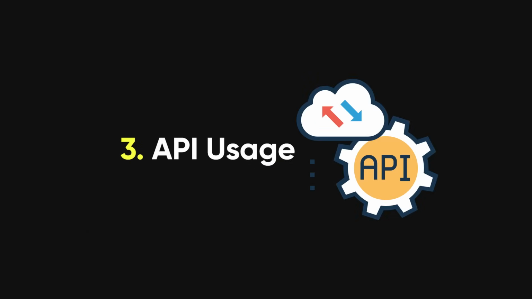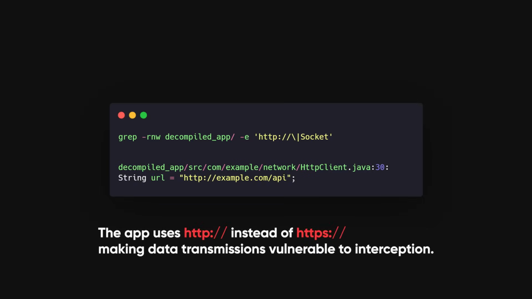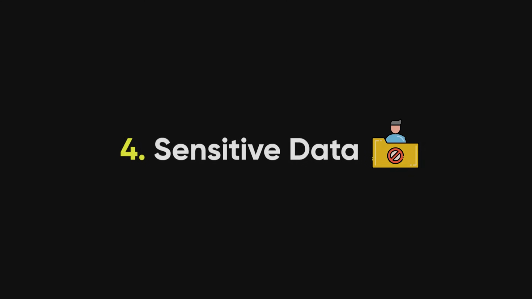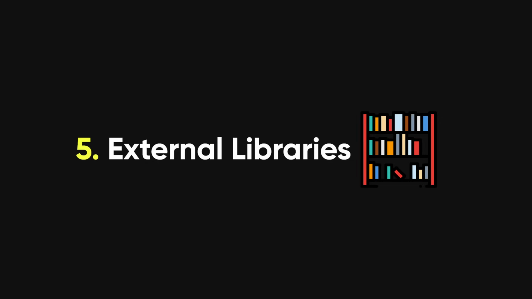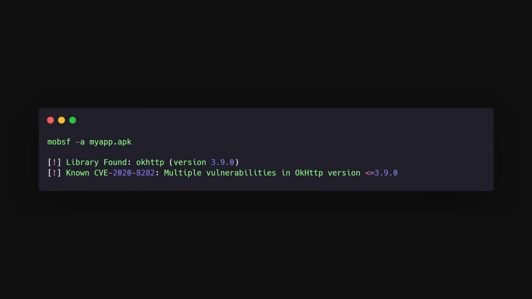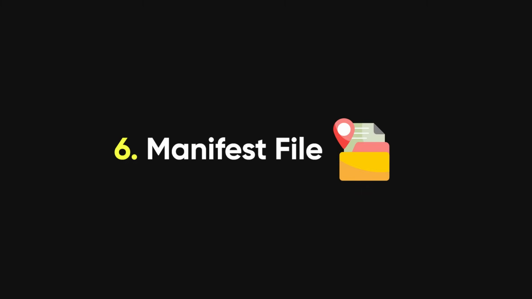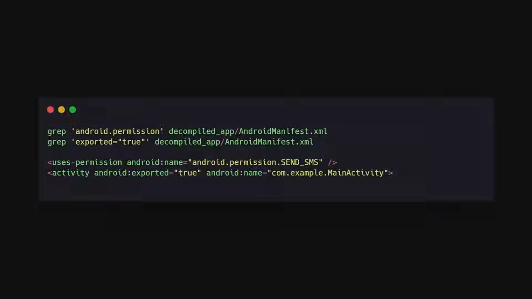API usage is another thing to check. Make sure they're not calling insecure APIs. We all know how bad things can go when you forget to lock the back door. Sensitive data is another biggie. Look out for any hard-coded credentials like passwords or tokens. That's like storing your password under your keyboard. Finally, external libraries. Sometimes developers use third-party libraries, which can have known vulnerabilities. Just check that they're not using outdated or untrusted ones. Also, don't forget about the manifest file. It's the app's blueprint. You'll want to check for any risky permissions or exposed components that shouldn't be public.